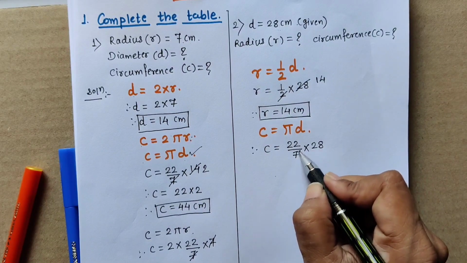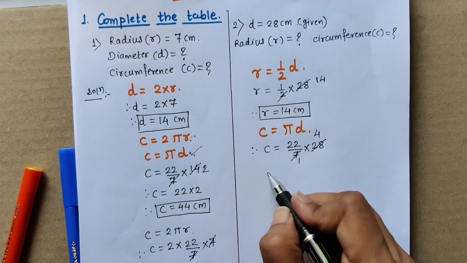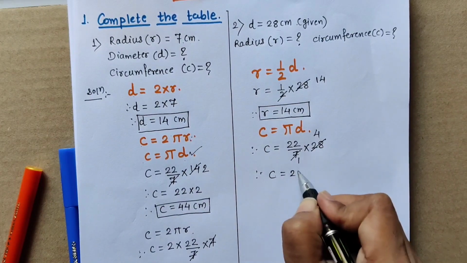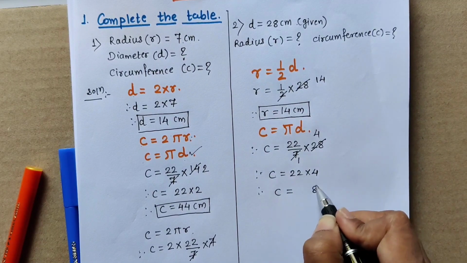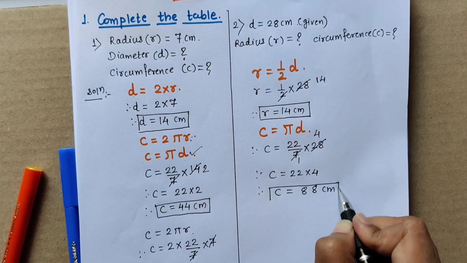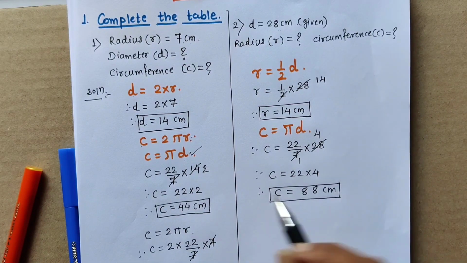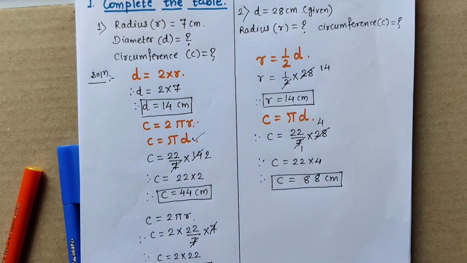Now cancel 28 by 7. 7 ones are 7 and 7 fours are 28, and therefore C is equal to 22 into 4, and therefore C is equal to 88 centimeter. So in this way C value we can get by using any one of these two formulas. So solve the sums like this.